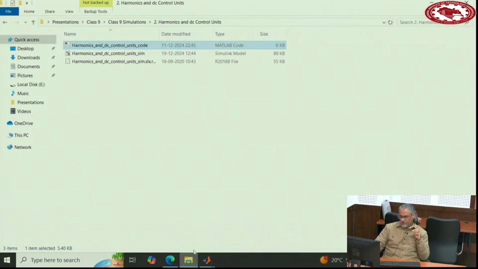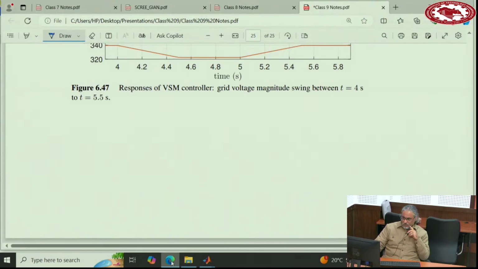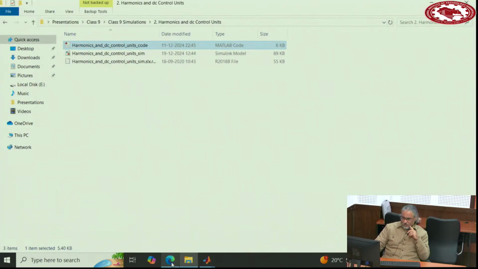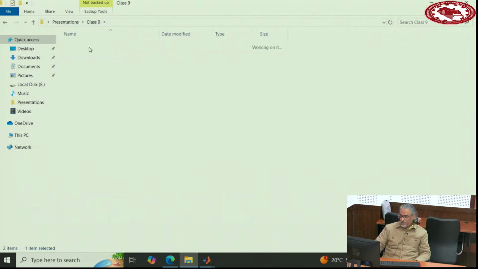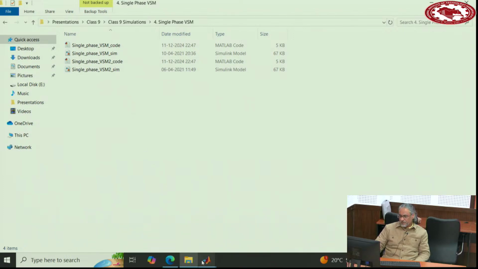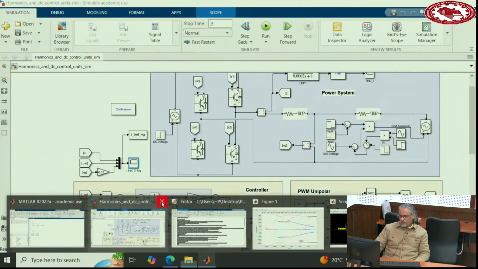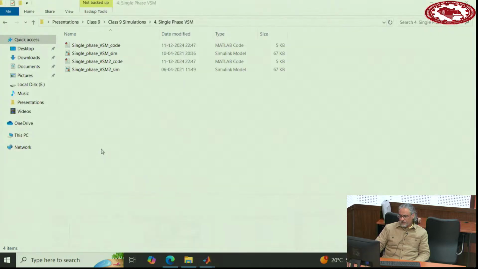That's it. Let me see. Simulations. Do we need to do anything? Class 9. I think that I don't have a simulation to show for. We have simulation. This is the same simulation we could show, but I don't think I have its file. Oh yes, I do. See. Let me close the other one. Hopefully, if it comes up quickly, I can show that.